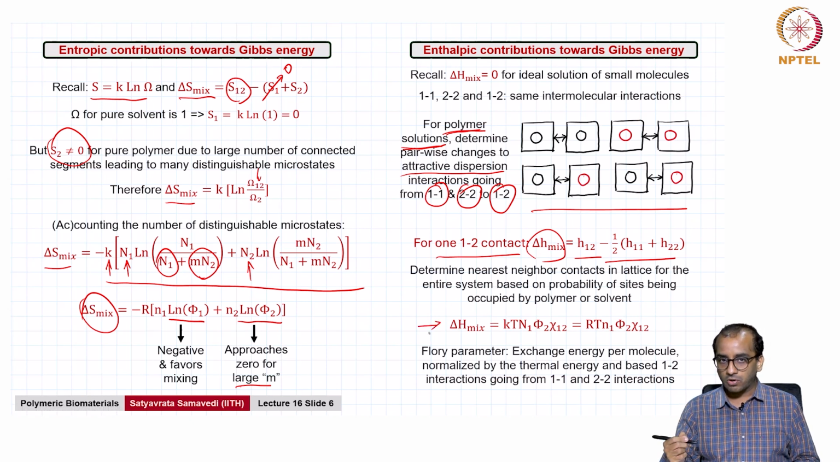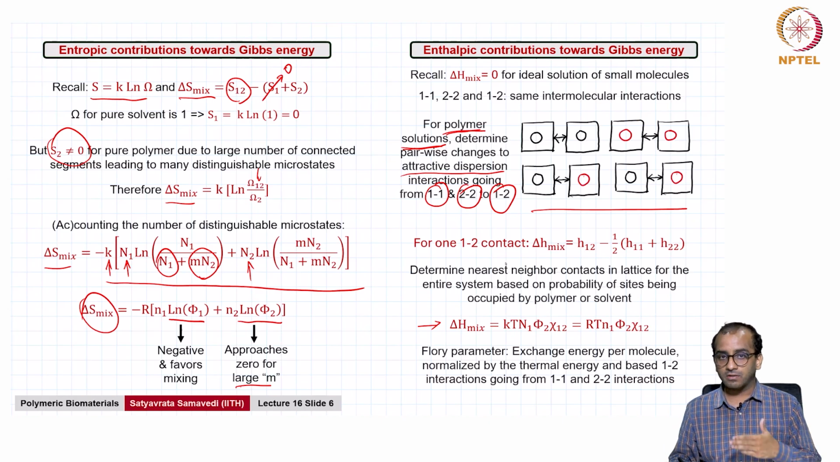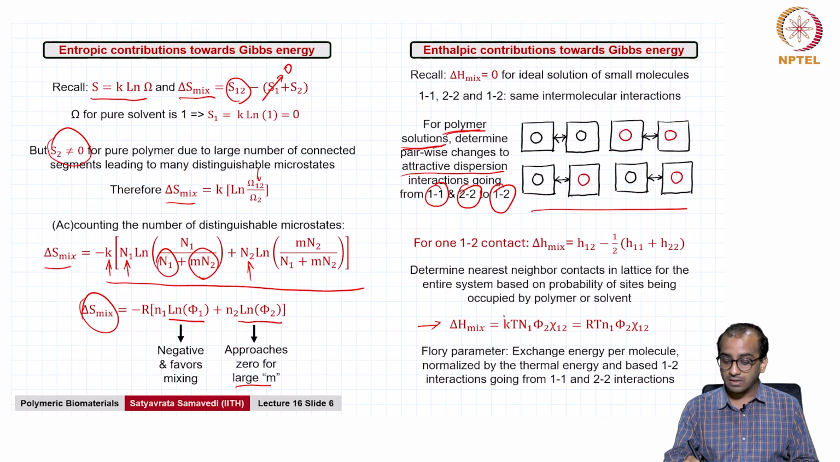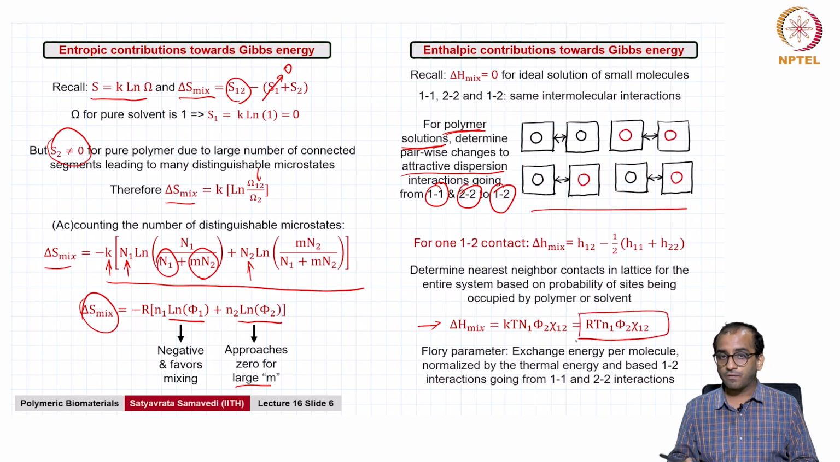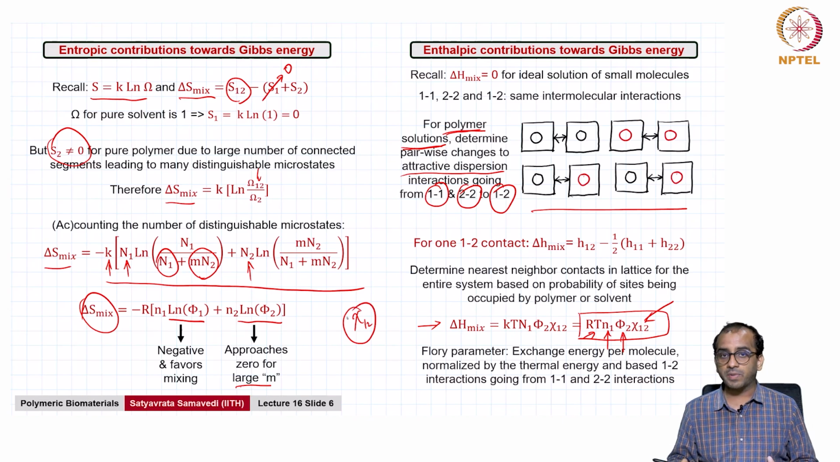Again, we have not gone through all the individual steps for this derivation because our goal is not to get lost in those details. Those are important. We will not get lost in those details for this lecture. Our goal is to finally understand the form of the expression that results for delta H mix for polymer solvent, where it is given by RT N1 times Phi2 times, we have introduced a new variable called chi12, which is called the Flory parameter.